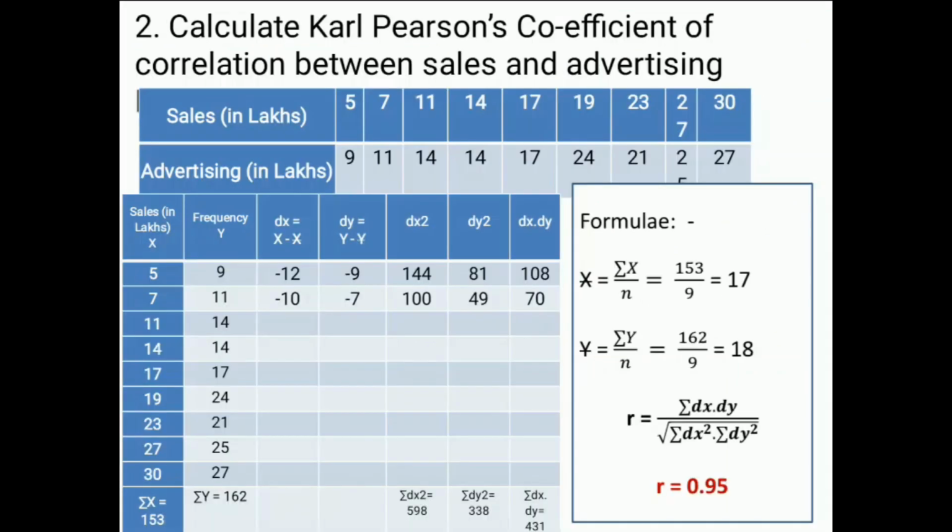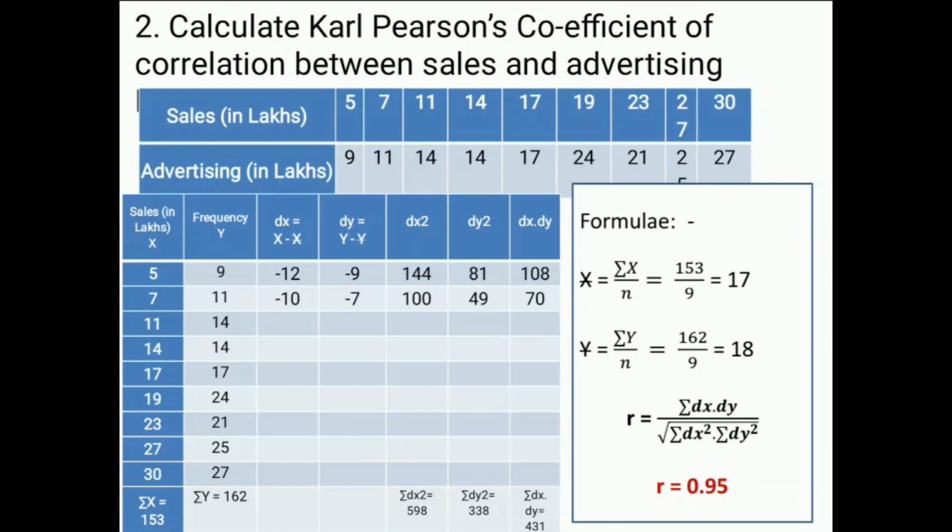Okay, now let us discuss the second question. Calculate Karl Pearson's coefficient of correlation between sales and advertising. Before going to the problem, let me give a small introduction on what we mean by correlation. Correlation is the study of finding the degree of relationship between two variables.